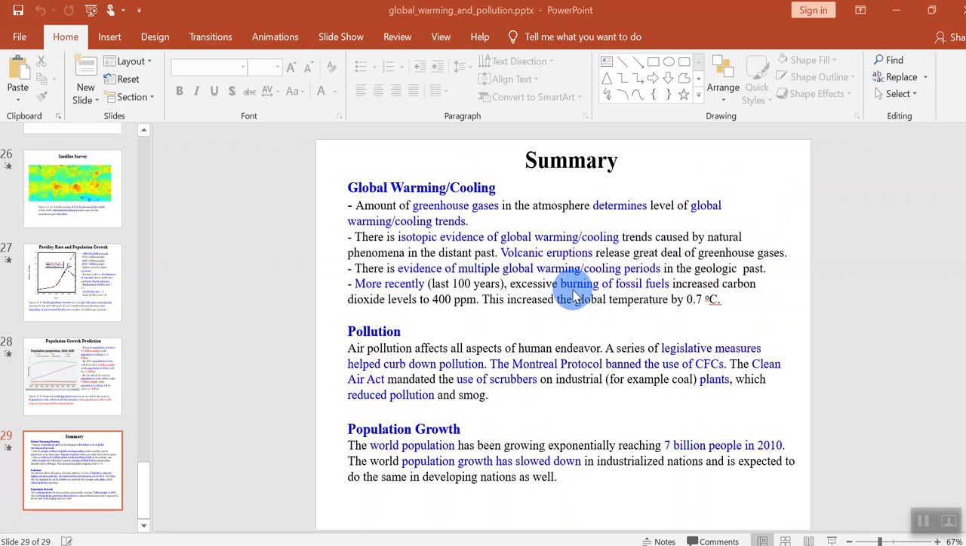All right. Okay, summary: global warming, pollution, population growth. Amount of greenhouse gas in the atmosphere determines the level of global warming cooling trends. There's a lot of CO2, global warming. There's a little bit of CO2, global cooling. There is isotopic evidence of global warming cooling trends caused by natural phenomena in distant past, like volcanic eruptions, so on. There's evidence of multiple global warming cooling trends. Some of them are associated with global extinctions of species and so on.